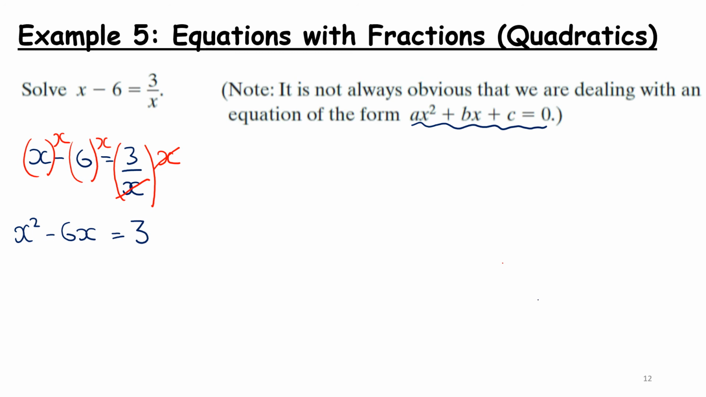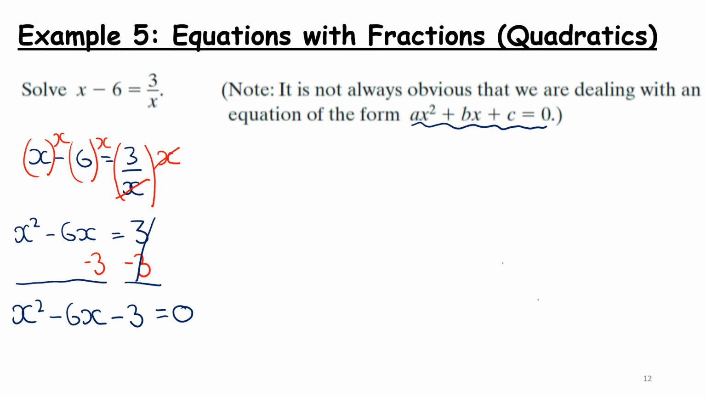So I actually need to take away a 3 from both sides, and when I do that, I get x squared. Now, I can't take a 3 away from a 6x. Not possible. So I get minus 6x minus 3 equals 0. And now it looks like ax squared plus bx plus c equals 0.